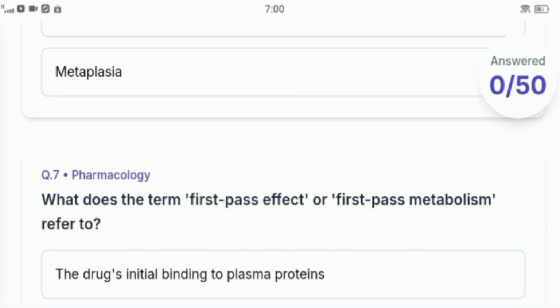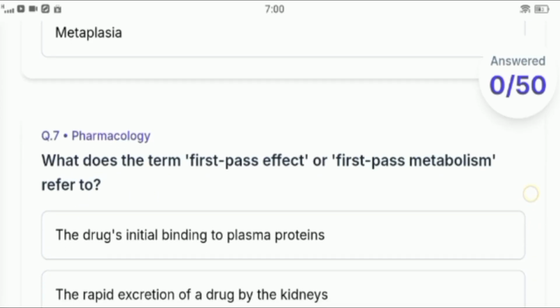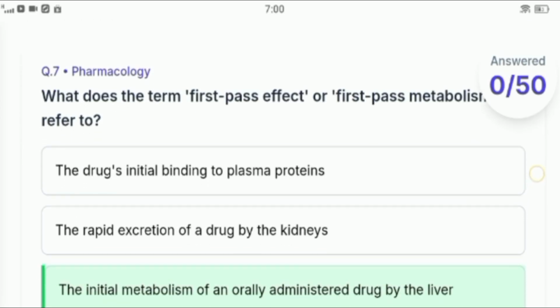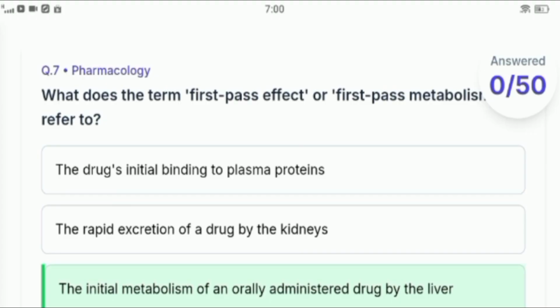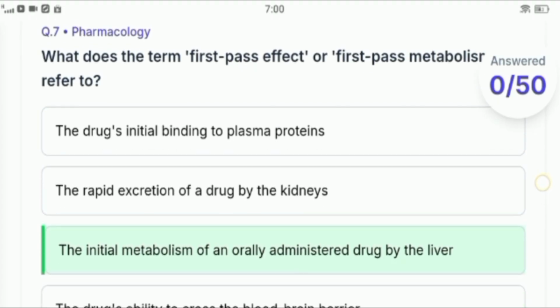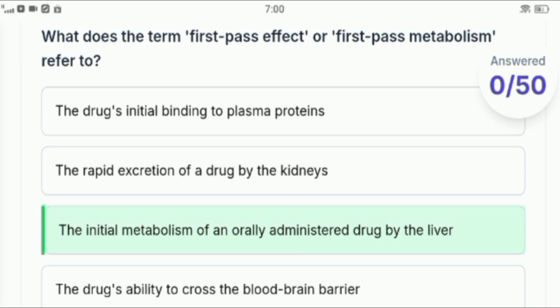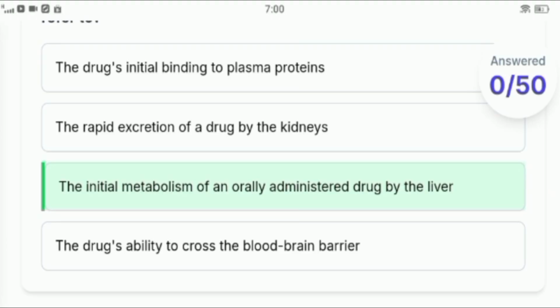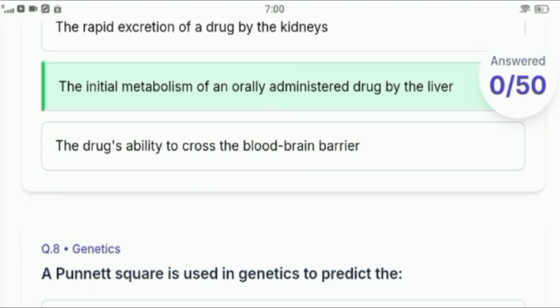Next, 7. Pharmacology. What does the term first pass effect or first pass metabolism refer to? A. The drug's initial binding to plasma proteins. B. The rapid excretion of a drug by the kidneys. C. The initial metabolism of an orally administered drug by the liver. And D. The drug's ability to cross the blood brain barrier. So the correct answer is C, the initial metabolism of an orally administered drug by the liver.